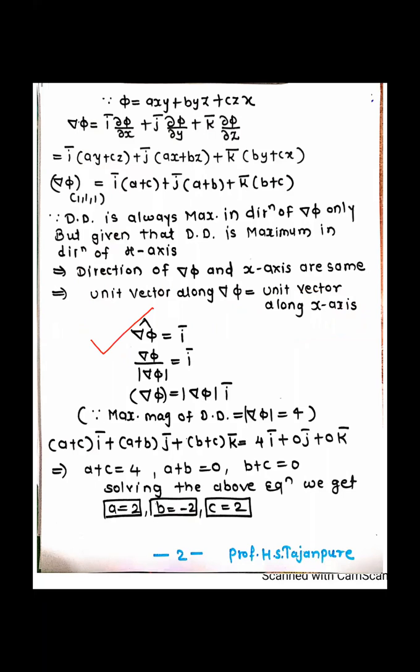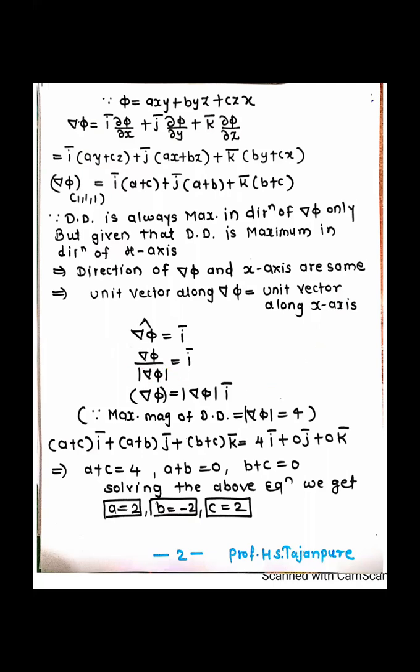Cap means the unit vector, right? And A cap is nothing but A bar upon its magnitude. So del phi cap means del phi upon its magnitude, equal to i bar. Now you just shift this denominator term to the right hand side. See, I have shifted the term here.